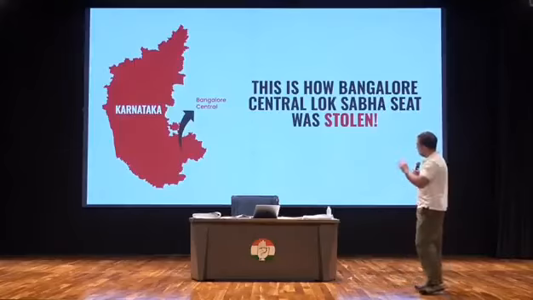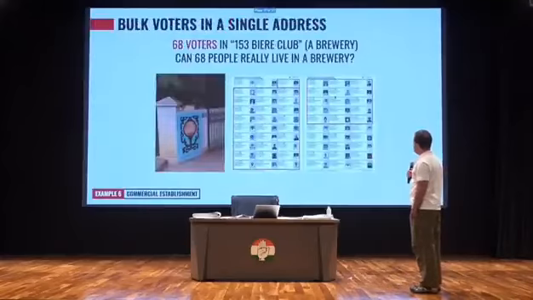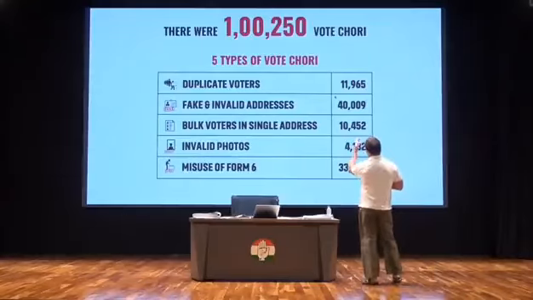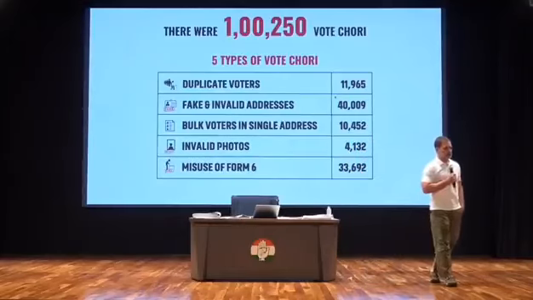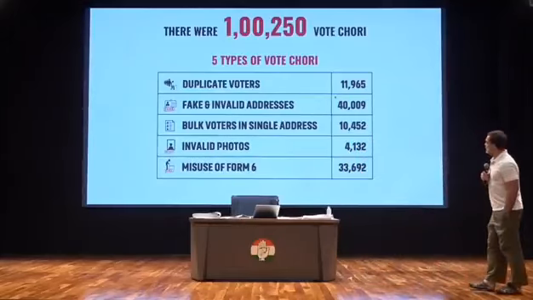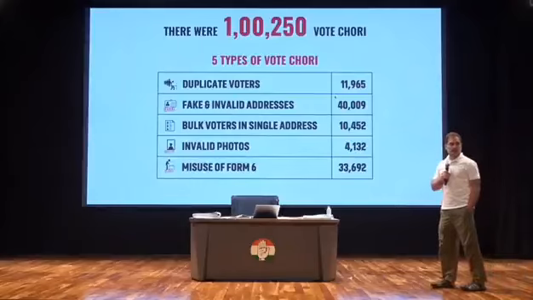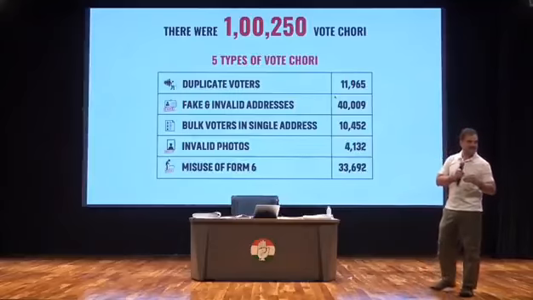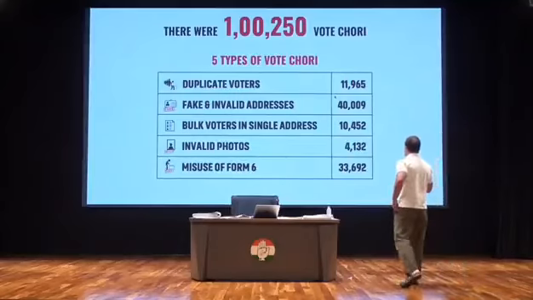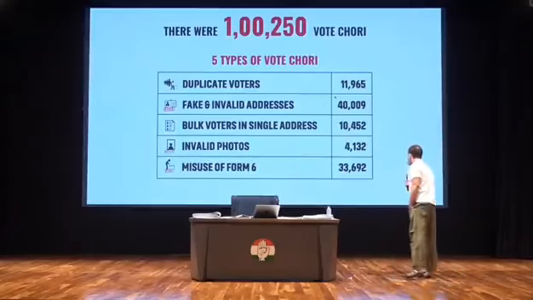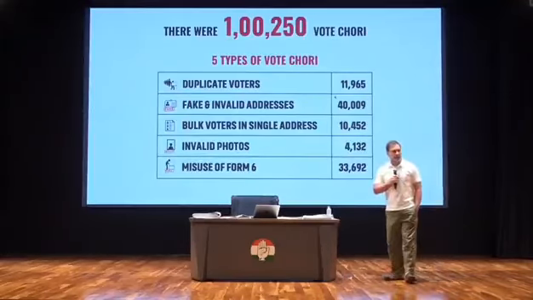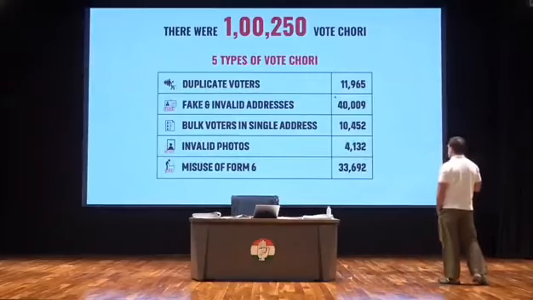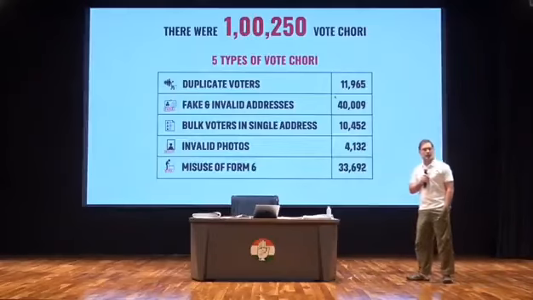Just take me back to the numbers. 1,250,000 stolen, election won in one assembly. Duplicate votes 11,965. Duplicate voter 11,965. Fake and invalid addresses 40,009. Bulk voters in single address 10,452. Invalid photos 4,132. Misuse of Form 6 33,692.